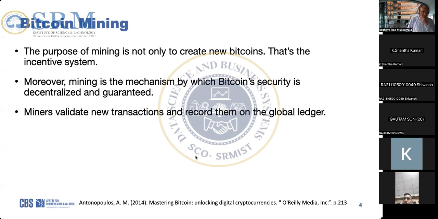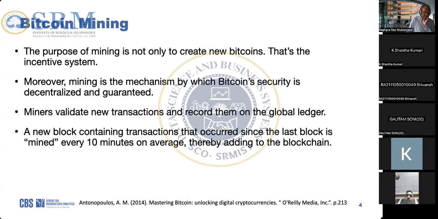Miners validate new transactions and record them on the global ledger. They verify whether the transaction is valid or not. We have seen previously how transactions work, like whether the transaction is unspent, not spent before, and all other validation checks. It is not a double spend transaction. All these checks will be performed, and the transactions will be recorded on the global ledger.